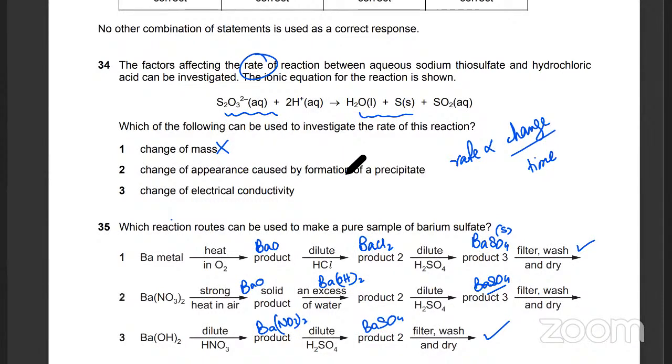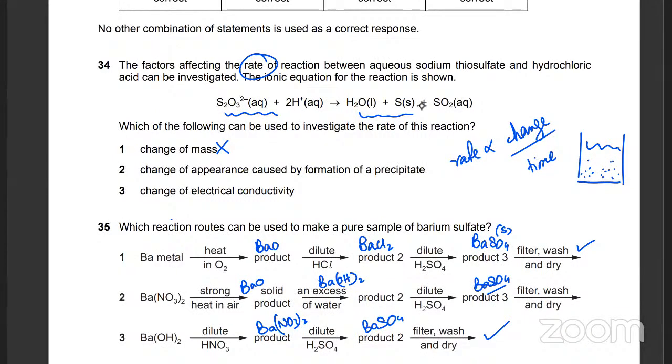Change of appearance caused by formation of a precipitate. Can you do that? Will there be a change of appearance? Yes, because there is a solid. How do you measure the rate of this reaction? You measure how quickly the change is happening. Initially the solution would be colorless because it's aqueous, and as soon as the precipitate forms, the precipitate would make the solution very opaque.